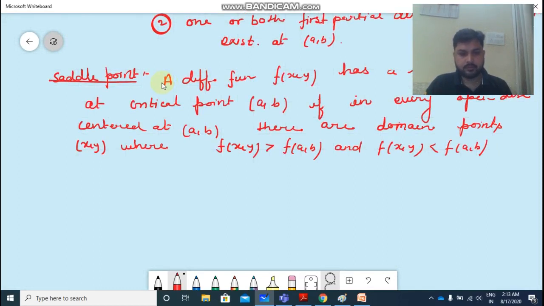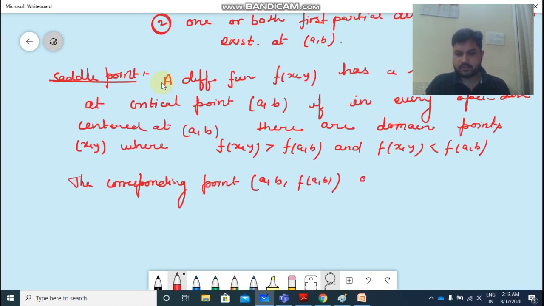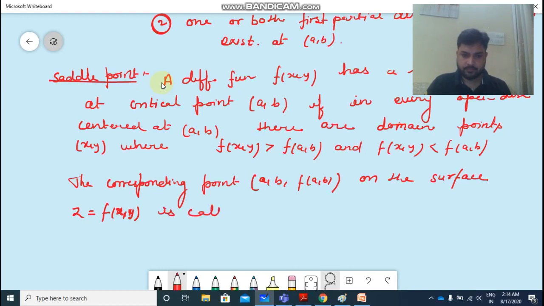The corresponding point (a, b, f(a,b)) on the surface z is equal to f(x,y) is called a saddle point of the surface.